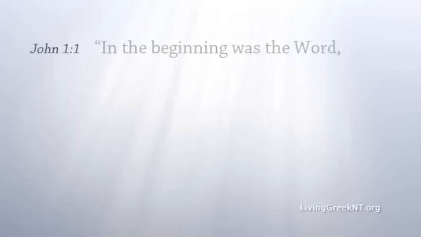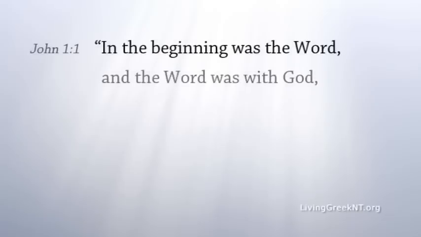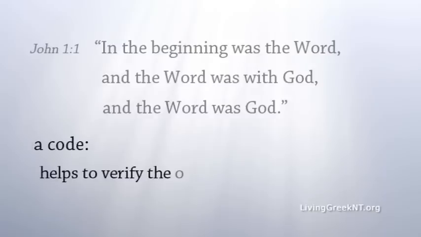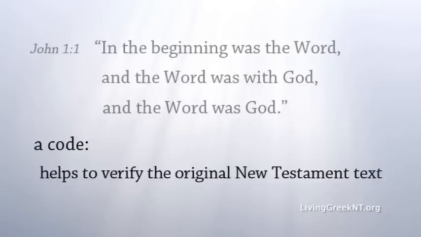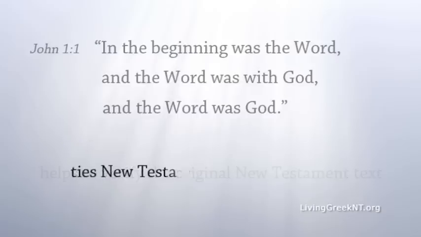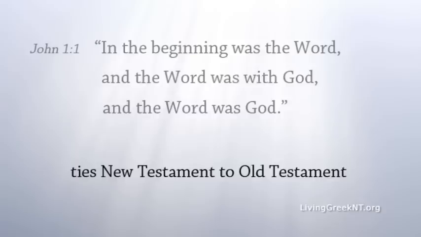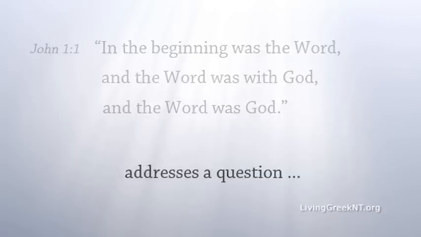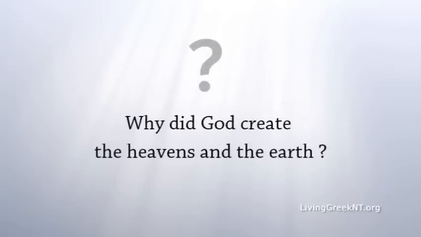The first verse of the Gospel of John says, "In the beginning was the Word, and the Word was with God, and the Word was God." The Word is Jesus. Built into the verse, in the original Greek, is a number pattern, a code, that helps to verify the original text of the New Testament. And it ties the New Testament to the Old Testament. And it addresses a question. Why did God create the heavens and the earth?